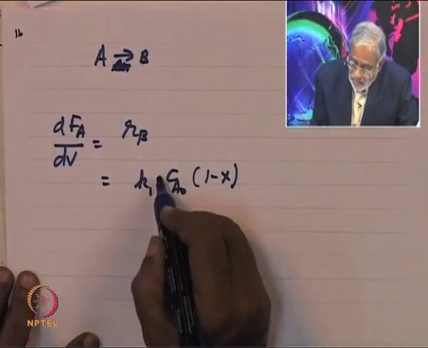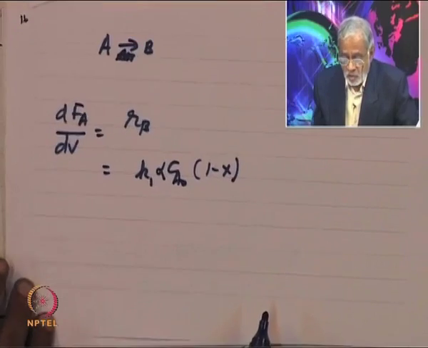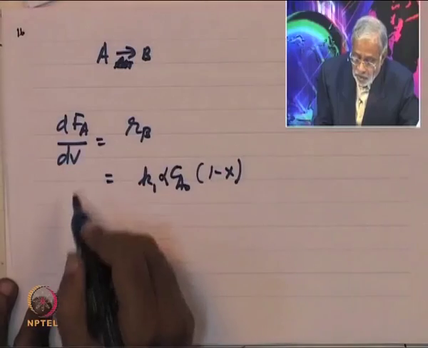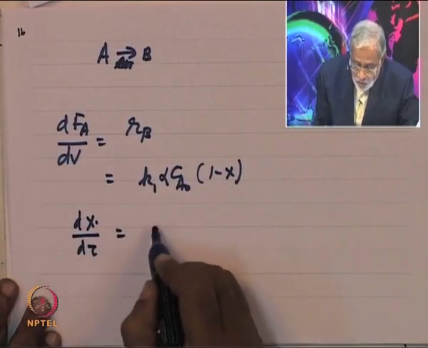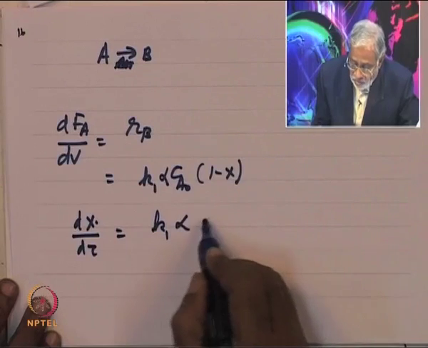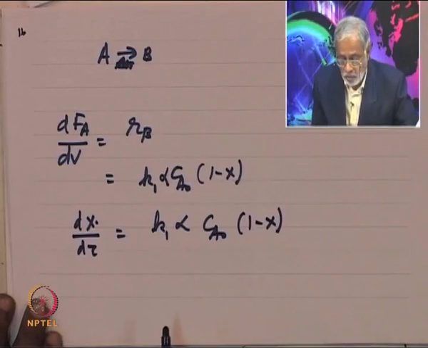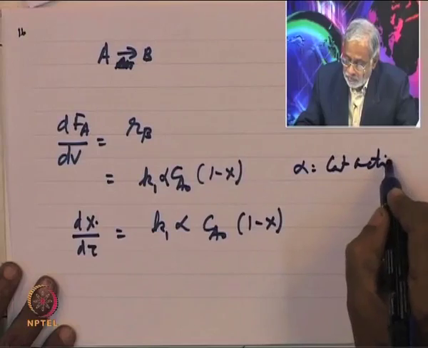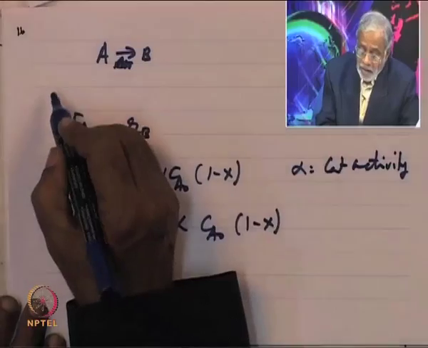Now, let us say the activity of the catalyst is alpha. So, this is our reaction taking place. I will put it in the form dX/dτ equal to K1 alpha C0 times (1 minus X), where alpha is catalyst activity. Now, this is the material balance.